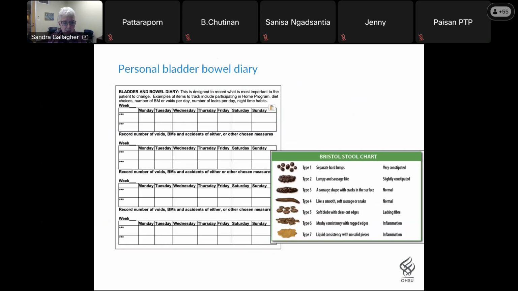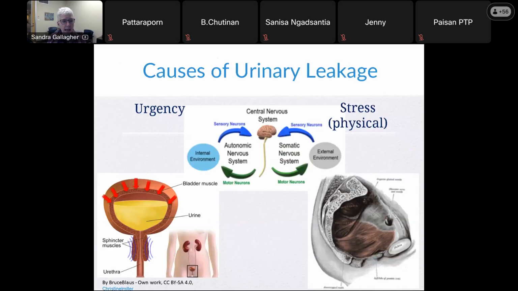You'll see this illustration coming up again. If they're tracking bowel, I'll usually give them a copy of the Bristol stool chart. Bristol stool chart is also helpful for kind of guiding dietary choices or fluid choices. Coming back to bladder a little bit.